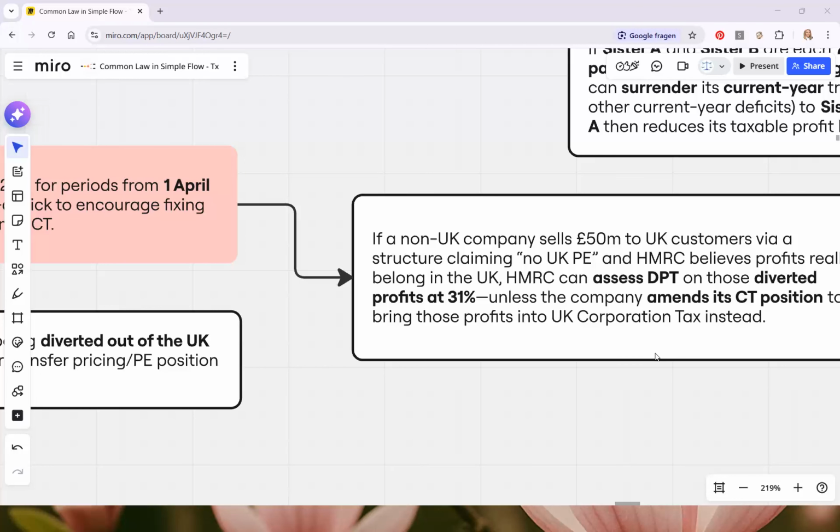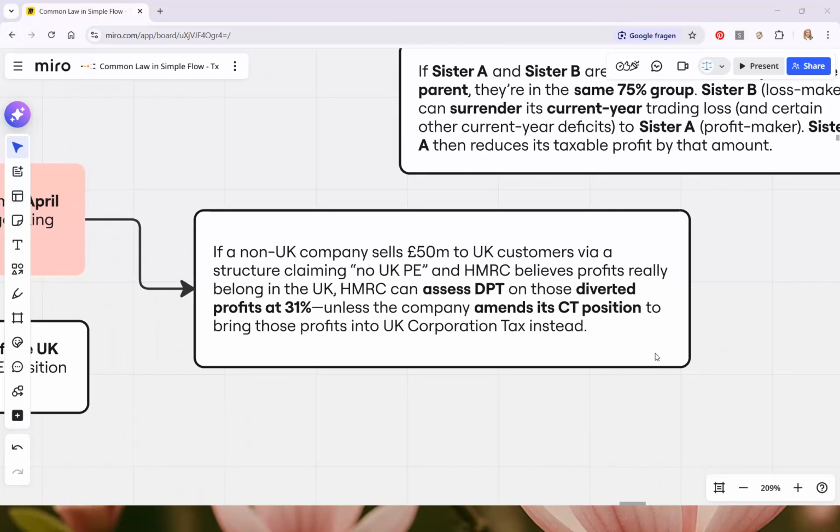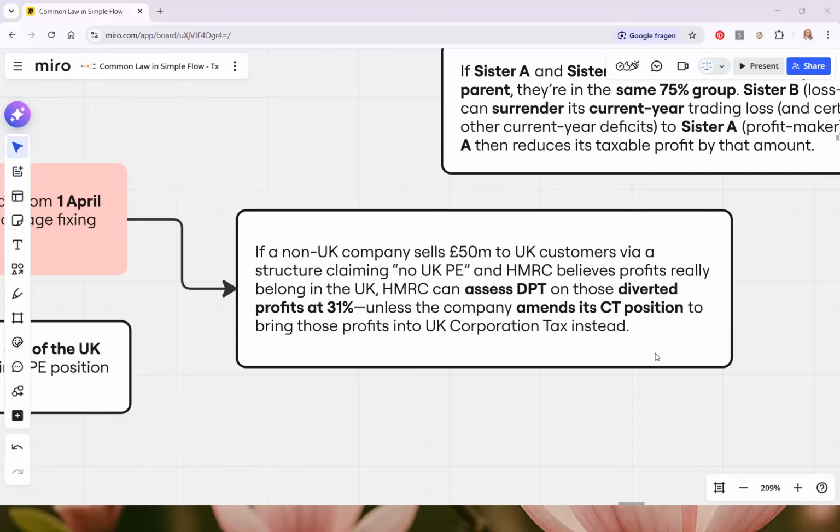So if a non-UK company sells 50 million to UK customers via a structure claiming no UK PE and HMRC believes the profits really belong in the UK, HMRC can assess DPT on those diverted profits at 31%, unless the company amends its corporation tax position to bring those profits into UK corporation tax instead.